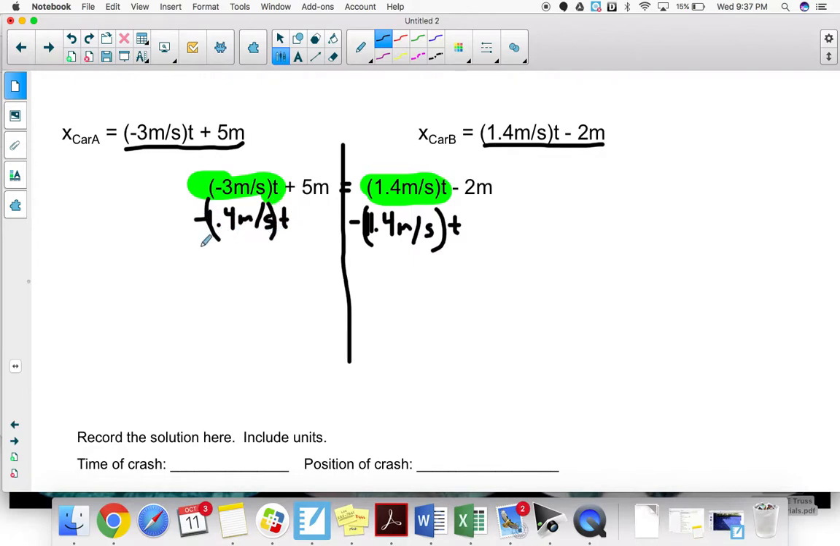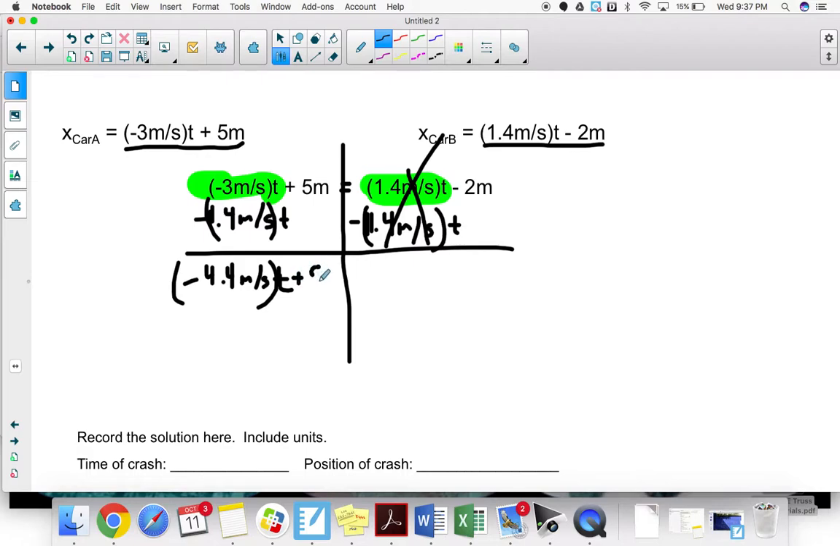All right, and that gives us, if we work in columns, it cancels out on the right. So negative 3 minus 1.4 would be a negative 4.4 meters per second times time. Oh, that got a little tight, sorry. Plus 5 meters. We're just going to set that equal to the negative 2 meters on the other side.